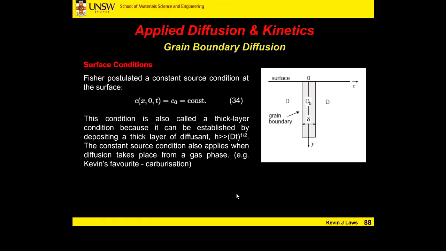This condition is also called the thick layer condition because it can be established by depositing a thick layer of diffusant. H here, the thickness of that layer, is much greater than the factors that drive our diffusion rates and diffusion depths, the square root of the diffusion coefficient multiplied by time. So when we have a very thick layer, we can assume that the supply is constant.